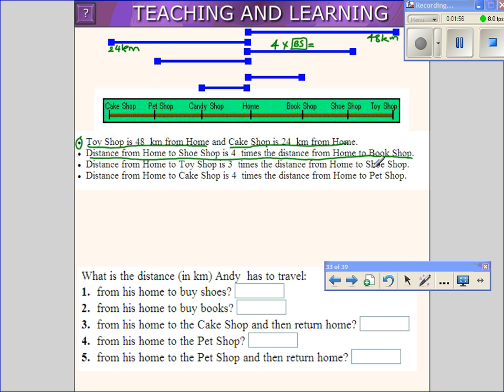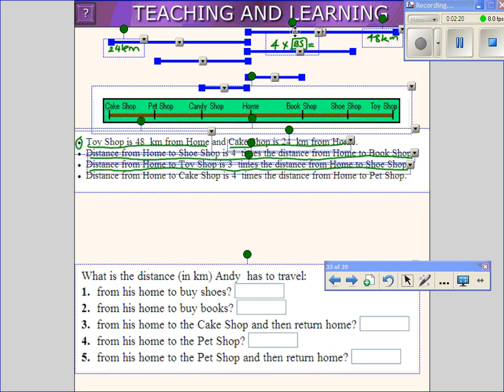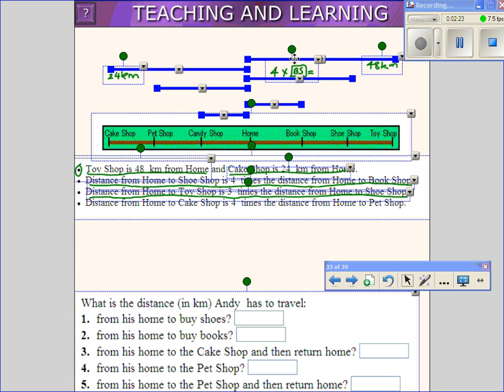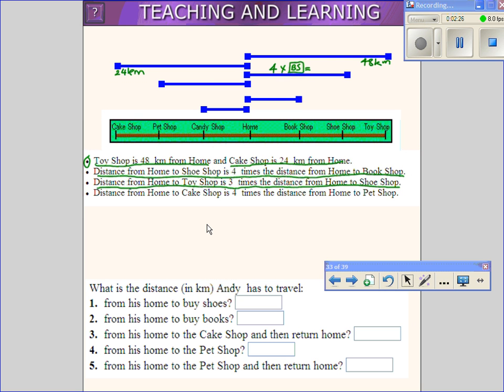That's my formula to work out the distance from home to shoe shop, but I need to know the distance from home to bookshop. So let's have a look at my other points. The distance from home to toy shop is 3 times the distance from home to shoe shop. So I might just move my information down on the page so I can mark the distance from home to toy shop is 3 times the distance from home to shoe shop. So I know that that equals 48.